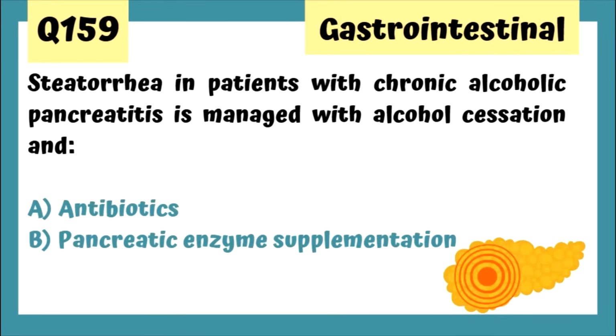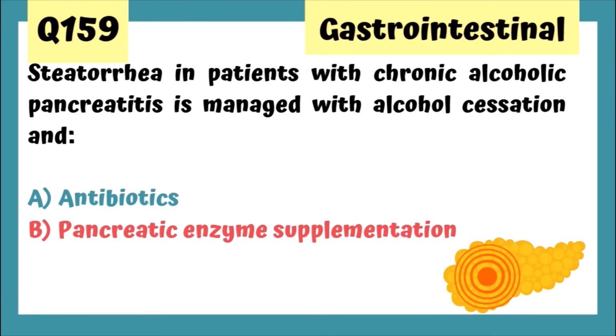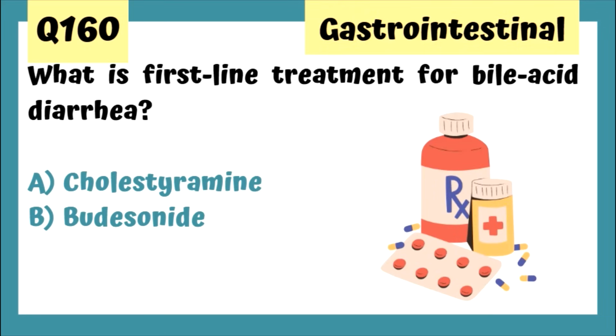Question 159, steatorrhea in patients with chronic alcoholic pancreatitis is managed with alcohol cessation. And how do we treat steatorrhea in chronic alcoholic pancreatitis? We go with pancreatic enzyme supplementation. Question 160, what is the first line treatment for bile acid diarrhea? Cholestyramine. Do I have an explanation for this?